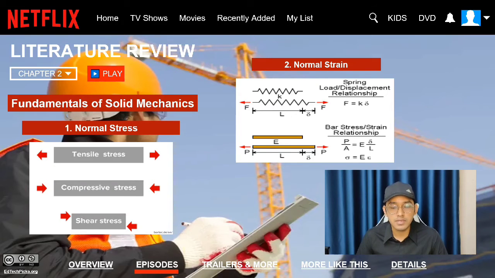Okay, next for the fundamentals of solid mechanics is normal strain. As we can see in the picture at the top, since strain is a ratio of lengths, it is dimensionless. Strain is always positive for an increase in dimension and negative for a reduction in dimension.